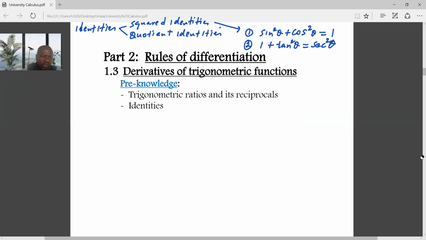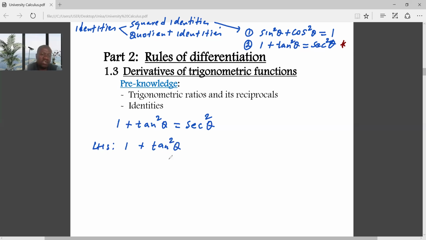Let me prove this one first, to show you why we are saying 1 plus tan squared theta equals sec squared theta. I want to prove this to you, ladies and gentlemen. Let's say we have 1 plus tan squared theta equal to sec squared theta. We want to prove this. Let's start with the left-hand side. Remember, when we are proving this, we start with the side that is more complicated. Obviously, we have 1 plus tan squared theta.